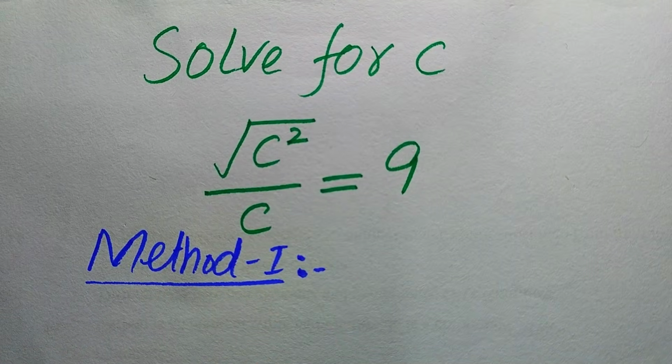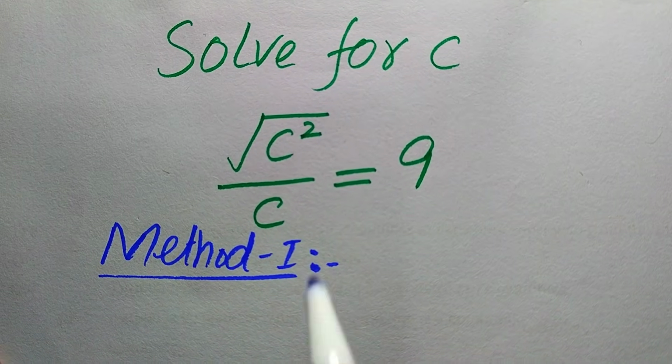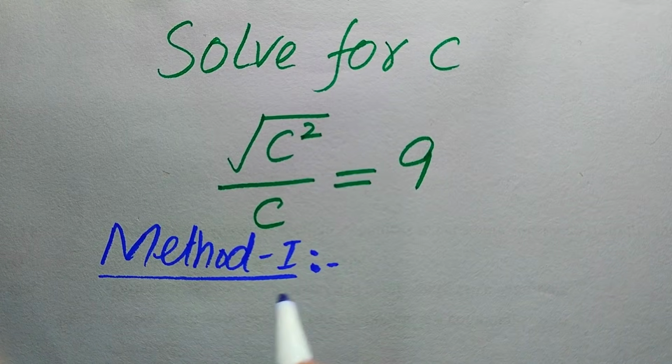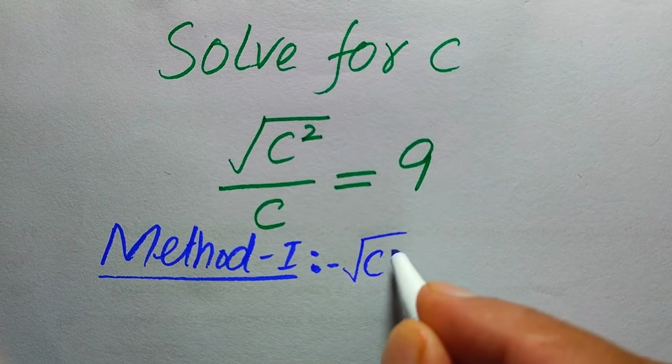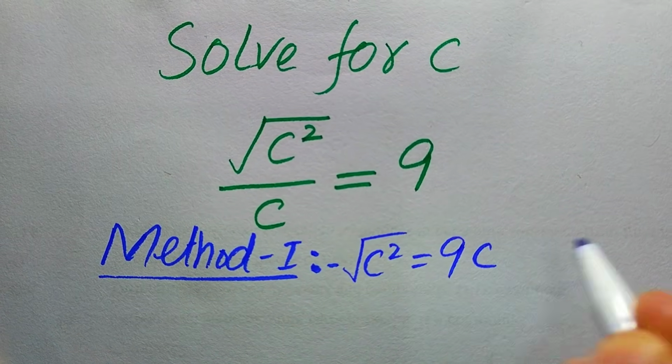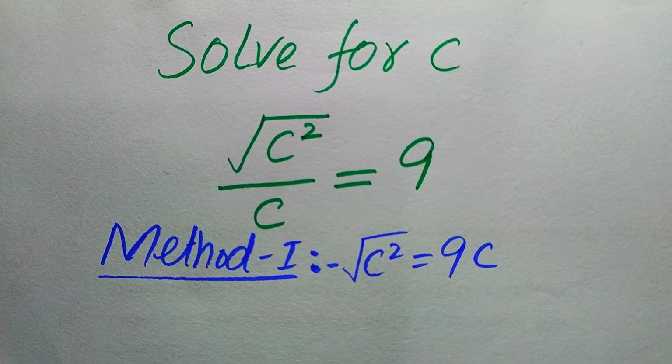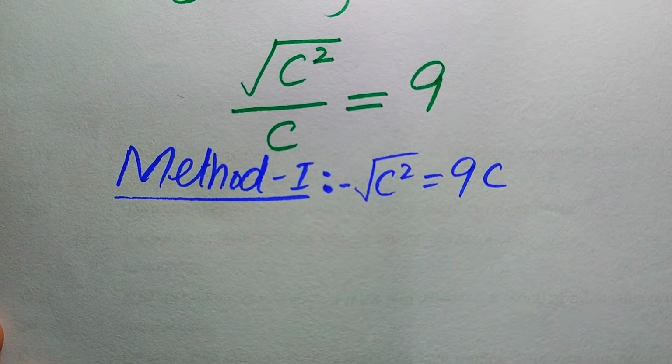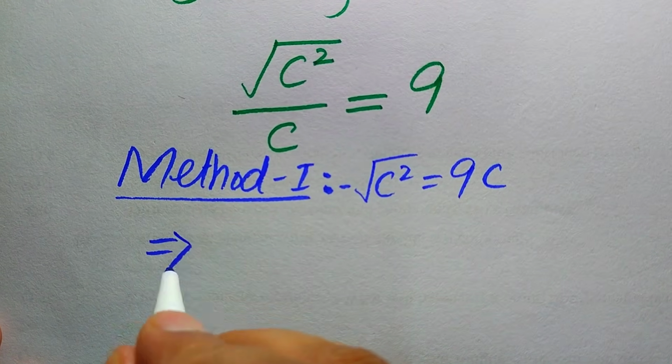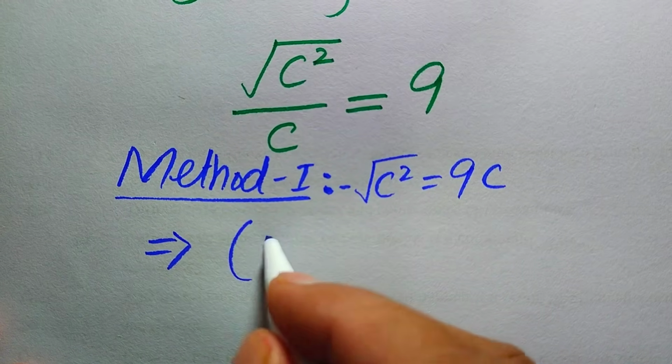And now we solve this problem. In the first method, we move the term c to the right hand side and we get square root of c square is equal to 9c. And now here we just remove the square root sign from the left hand side, and for this we apply squaring on both of the sides.